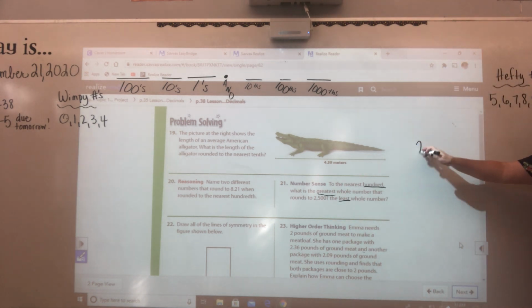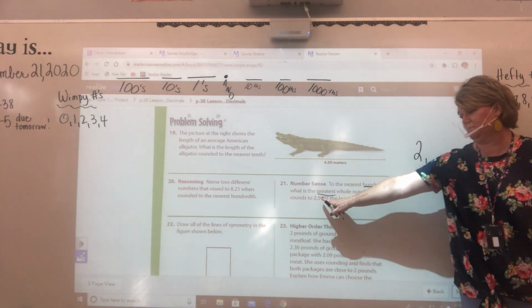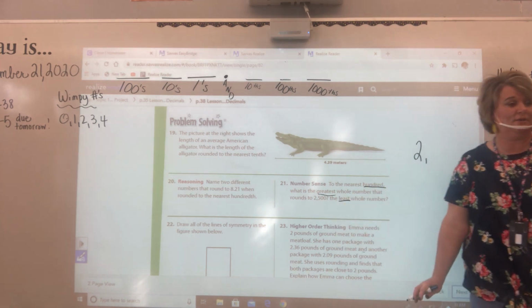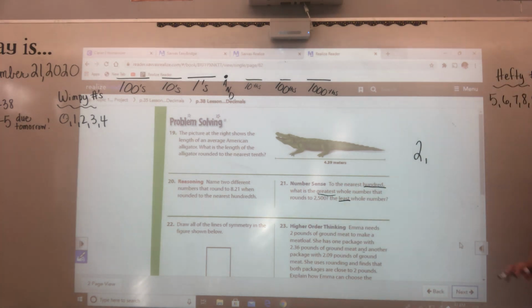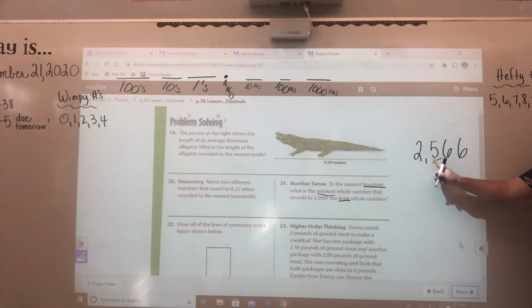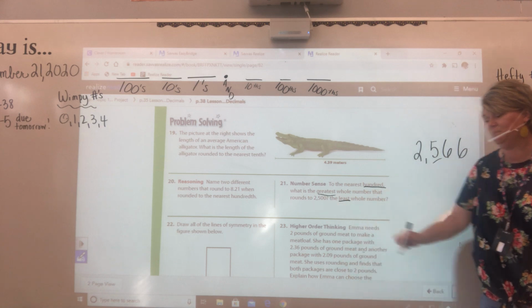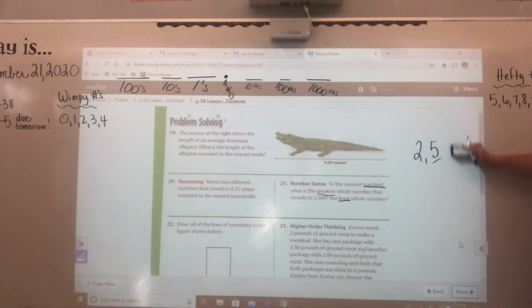Say 2,000. Well, it can't be 600. That's already too high. Yeah, it can't be 600. 500. What's going to happen to that 6? Is the 6 going to cause that to bump up? Yeah, so that won't work because that's going to be too high. It can't be 66.